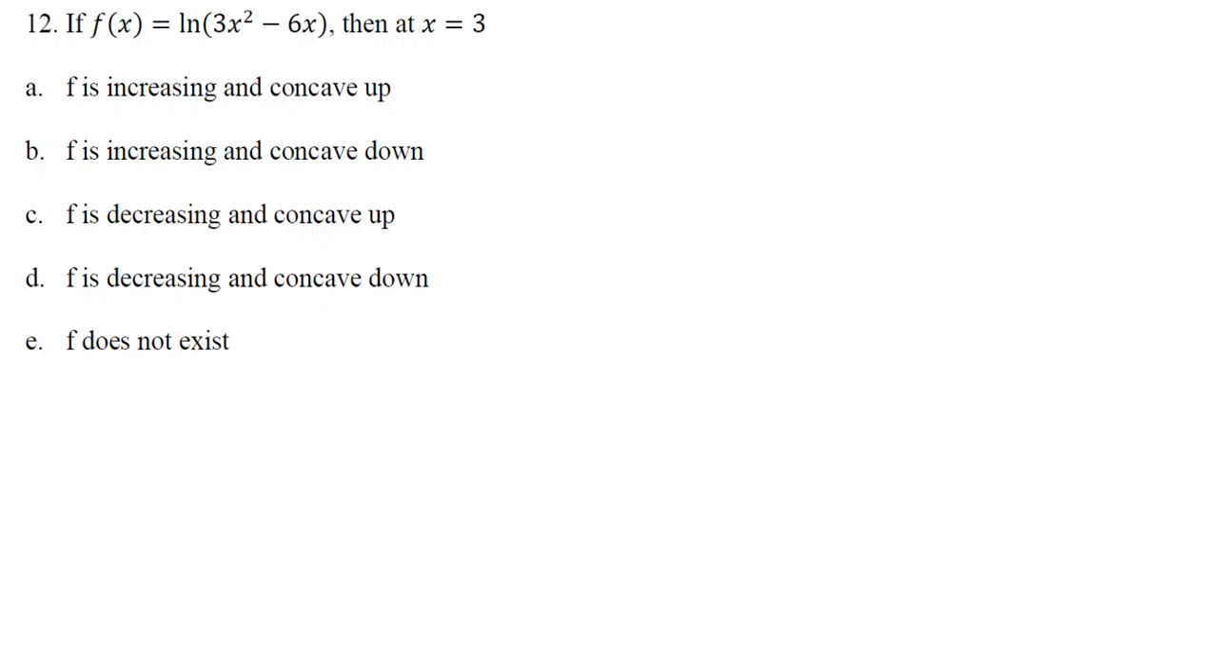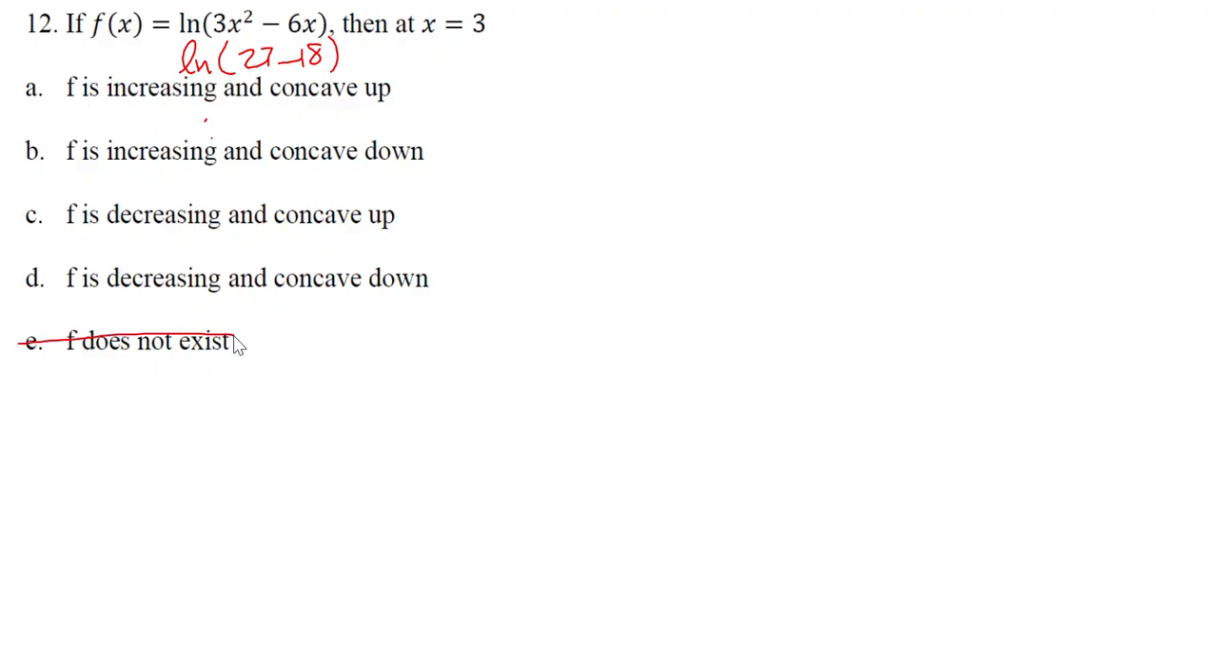All right, for our next one here, we want to know about the function natural log of 3x squared minus 6x at x equals 3. We want to know if it's increasing or decreasing. And we also want to know if it's concave up or concave down. And then one option is that f just doesn't exist. So we should really check and just make sure that the function exists at x equals 3. Right? We end up getting the natural log of 3 times 3 squared, which would be 27, minus 6 times 3, which is 18. Right? So we get the natural log of 9. So the function does exist.